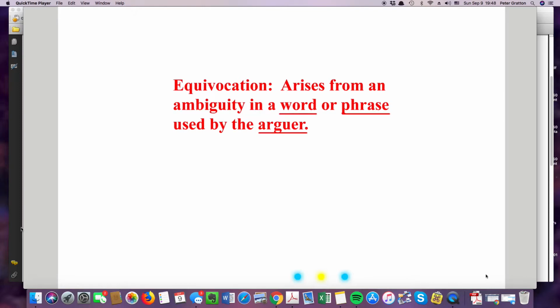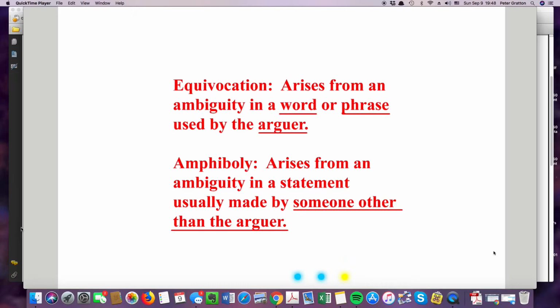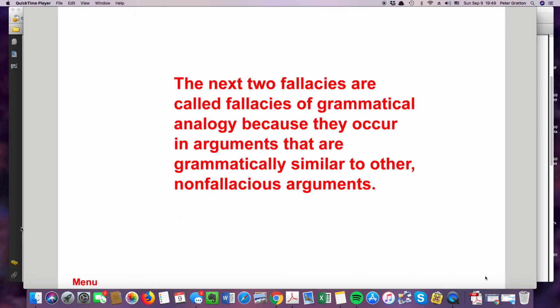Equivocation arises, and this is important, from ambiguity in a word or phrase used by the arguer, whereas amphiboly arises from an ambiguity in a statement usually made by somebody other than the arguer. So look for it to be somebody else, okay? Equivocation is one person, amphiboly is going to be more than one person, or a person and a sign in a store, or something like that. That's how you're going to be able to tell the difference. The next two fallacies are called fallacies of grammatical analogy because they occur in arguments that are grammatically similar to other non-fallacious arguments. You'll see what I mean.